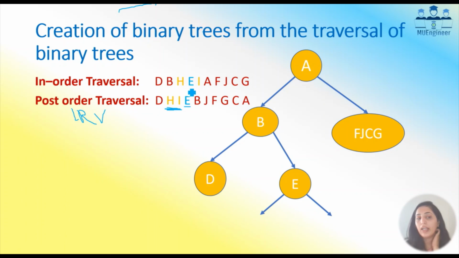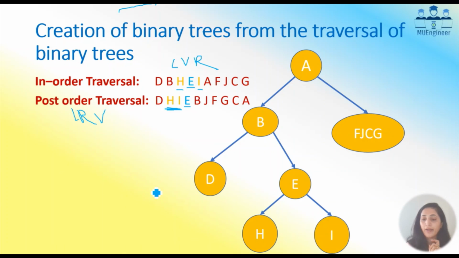So if I take E in the in-order sequence, I can say okay, it is in-order is L, V, R. So E के left में जो है वो left child है, E के right में जो है वो right child है. So I can now say who is at the left of E, that is H, and who is at the right of E, that is I. Okay, so now I got this particular side of the tree solved properly.